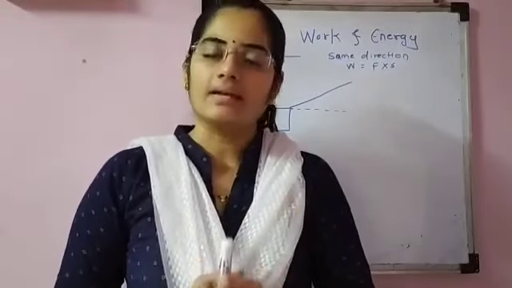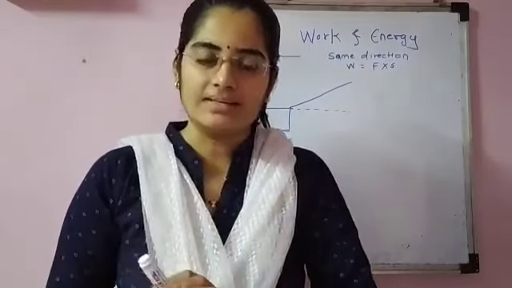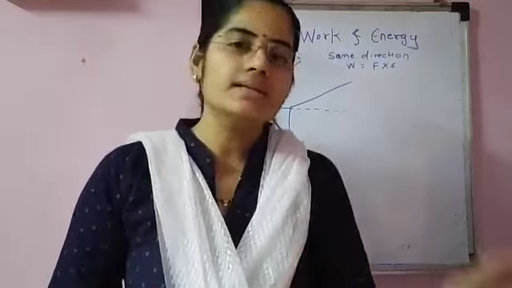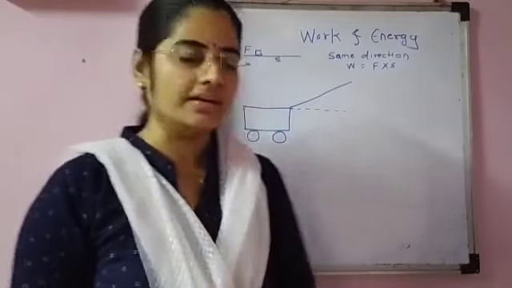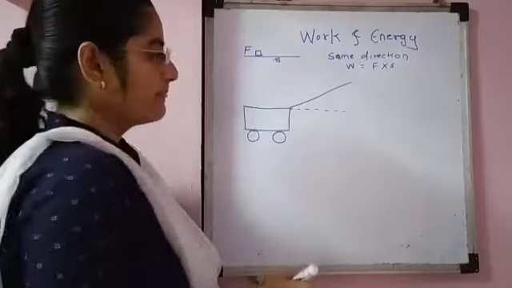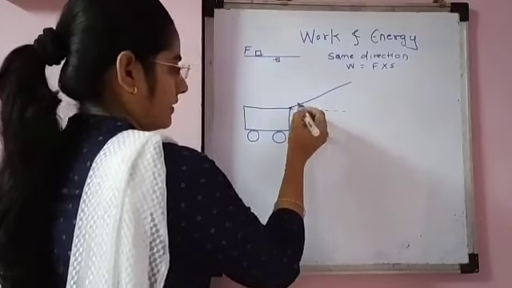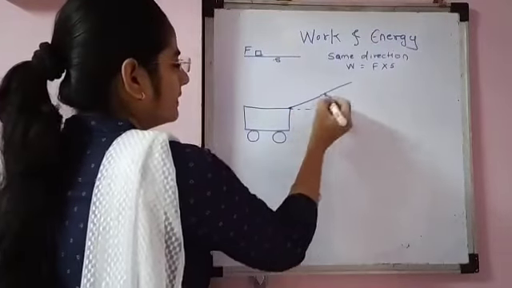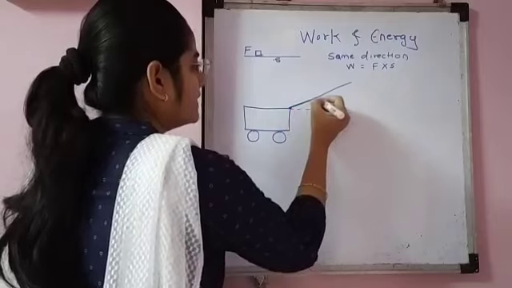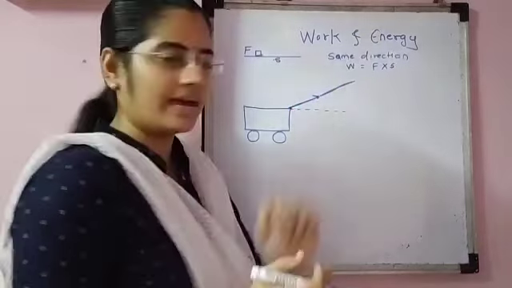But the second case is when we apply the force on the object and the object gets displaced, but these are not in the same direction. Then what is the formula for work? Here consider one toy. Anybody applies a force on this toy. The string is connected to that toy, so the force is applied in this direction.